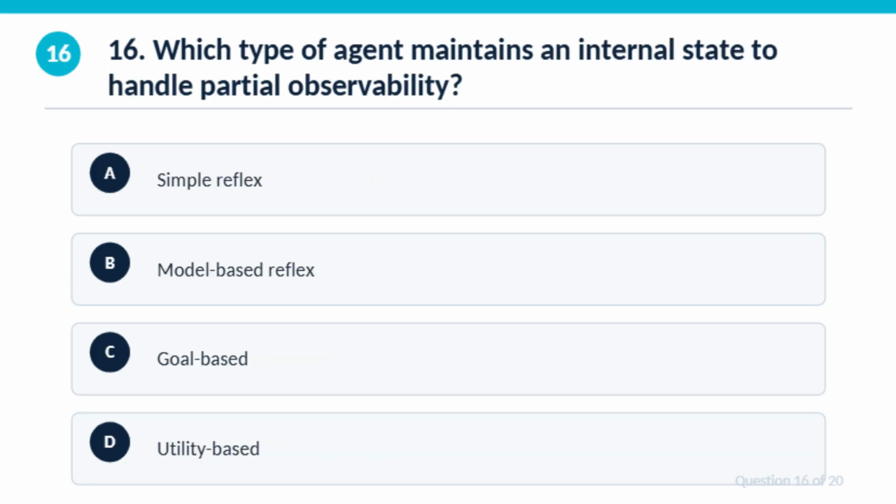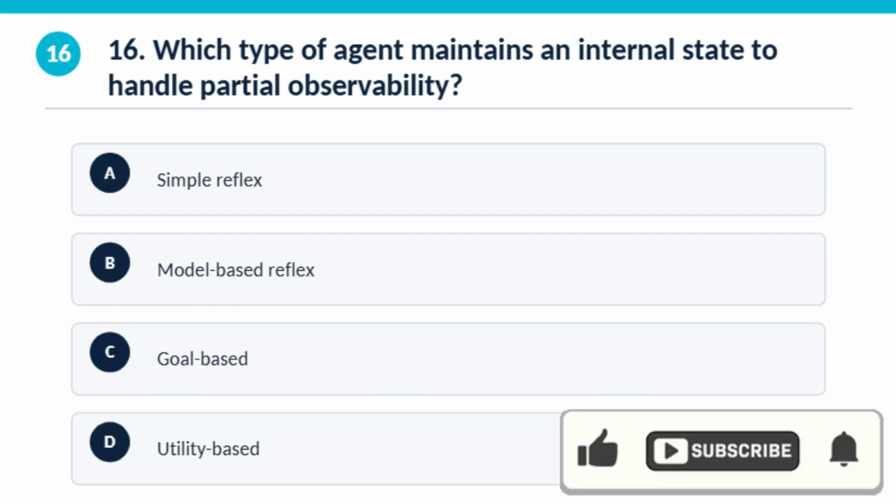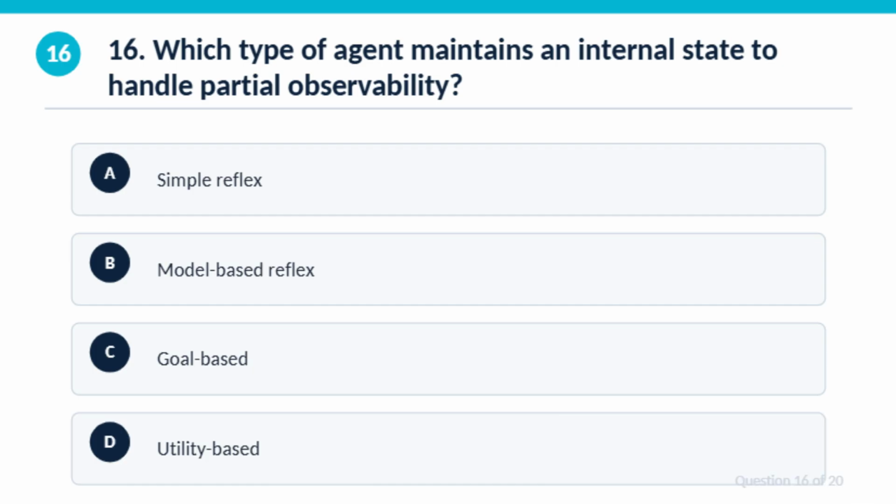Which type of agent maintains an internal state to handle partial observability? A. Simple reflex. B. Model based reflex. C. Goal based. D. Utility based. The correct answer is B. Model based reflex.